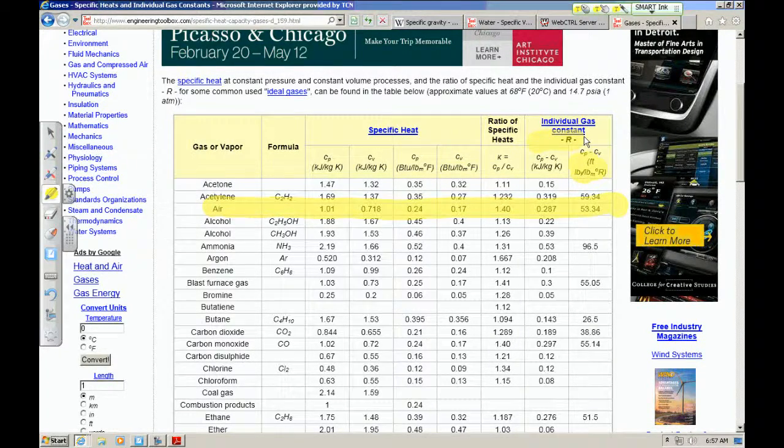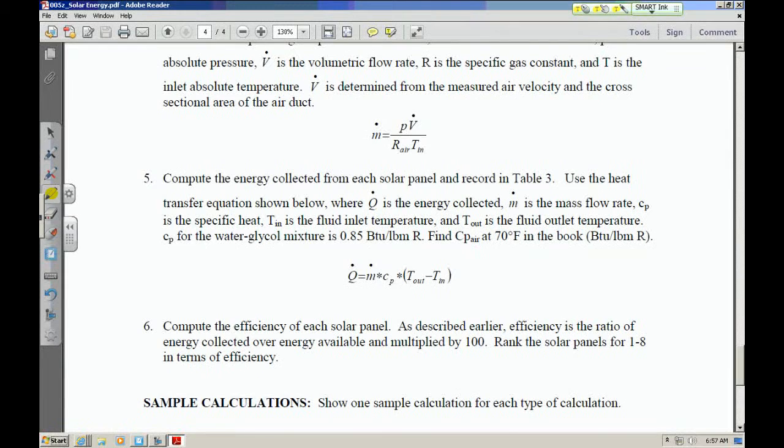Foot-pounds per pound. So there we are in our English units again. We're going to need a Cv. We could do that in BTU per pound mass. Okay, there's your value. So 0.24, 53.34. So that's there. Here, that's your Cp and your R. All right, I hope that helps you. Please move forth and continue with the lab.